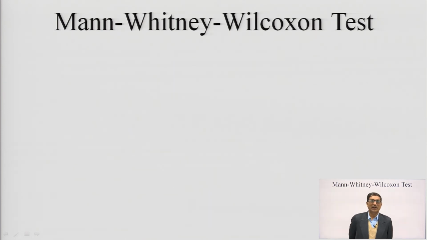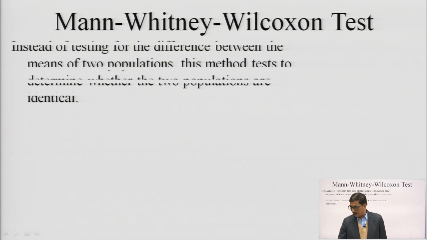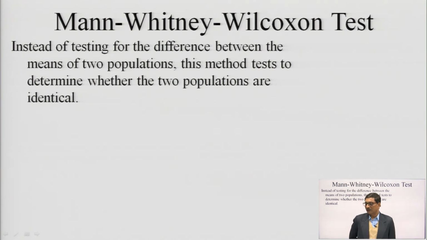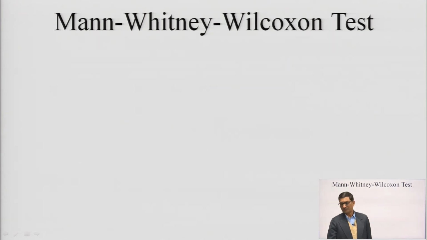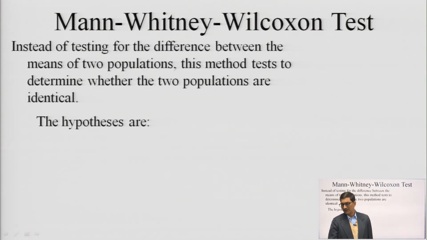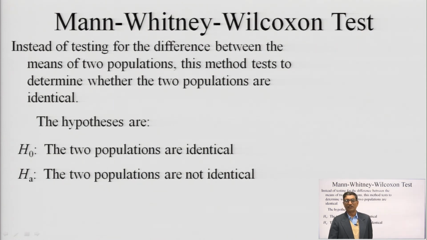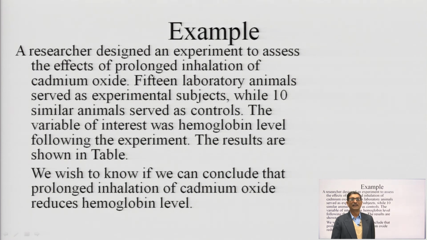The Mann-Whitney U test is also known as the Wilcoxon rank sum test. Instead of testing for the difference between the means of two populations, this method determines whether two populations are identical. That means in this test we take the null hypothesis that both populations are identical, and the alternate hypothesis that the two populations are not identical.